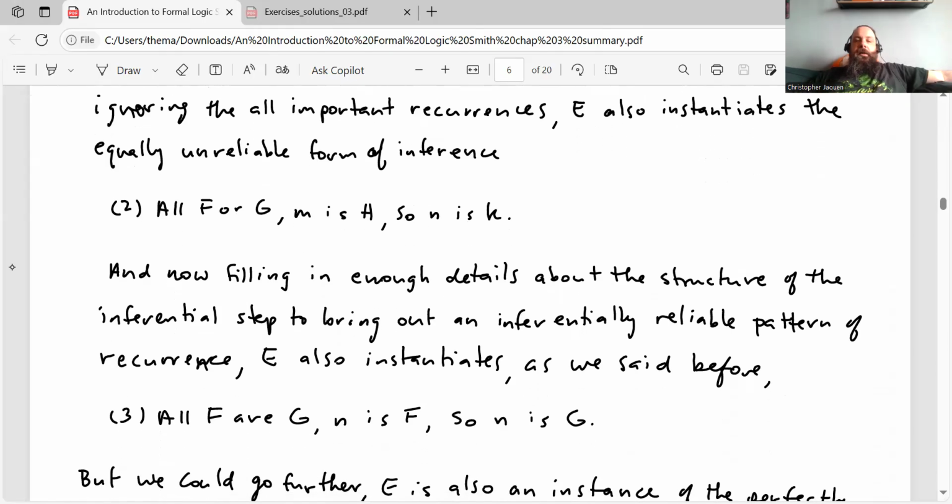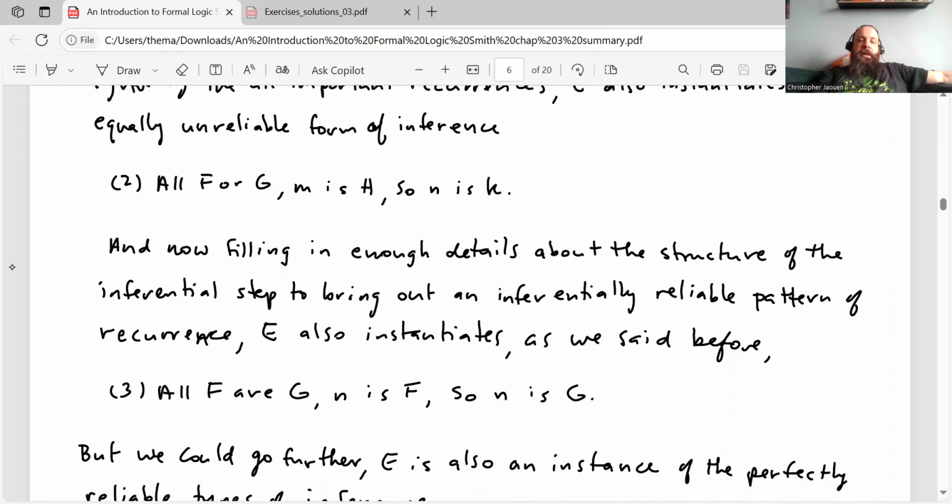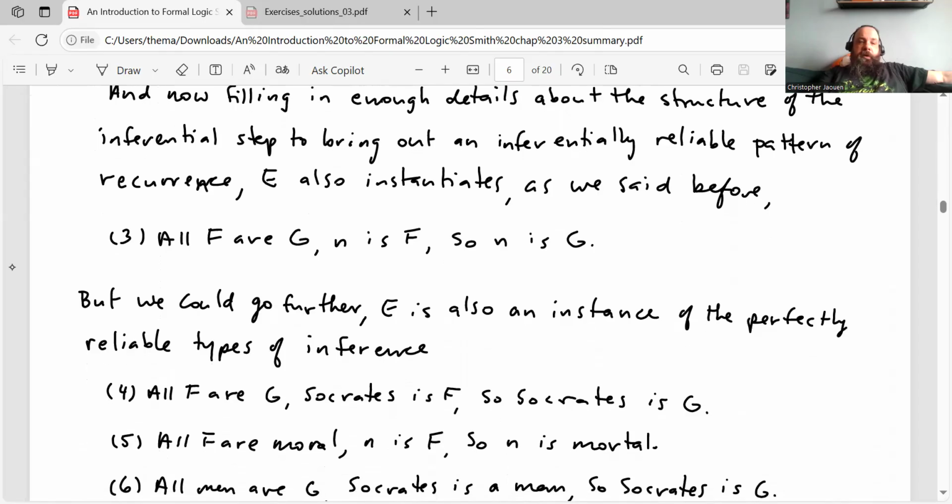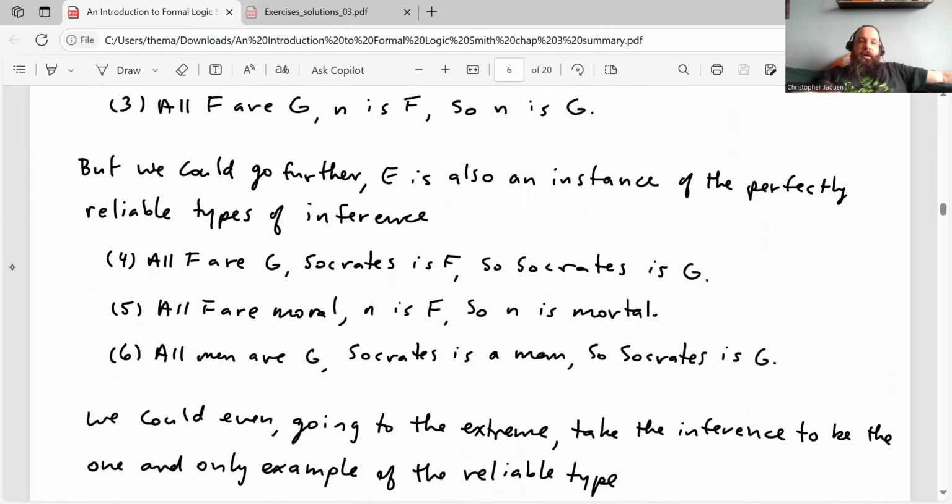And now, filling in enough details about the structure of the inference step to bring out an inferentially reliable pattern of recurrence, E also instantiates, as we said before, all F are G, N is F, so N is G. So you need the recurrences there of the schematic variables. But we could go further. E is also an instance of the perfectly reliable types of inference that we have listed here. Example 4 is all F are G, Socrates is F, so Socrates is G.